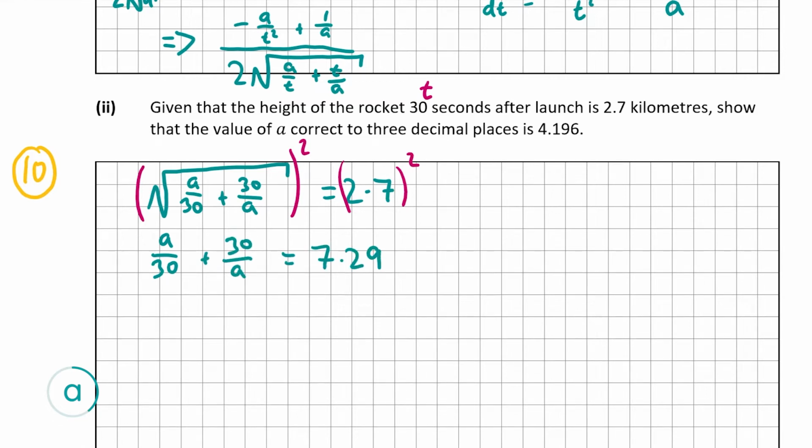And now to get rid of the fractions, I'm going to multiply by the lowest common denominator, and the lowest common denominator here is going to be 30a, as there's no obvious answer, so we can multiply the 30 by the a. So I'm going to multiply all the terms by 30a. So 30a by a over 30, both the 30s will cancel, and it'll be a by a, which is obviously just going to be a squared.